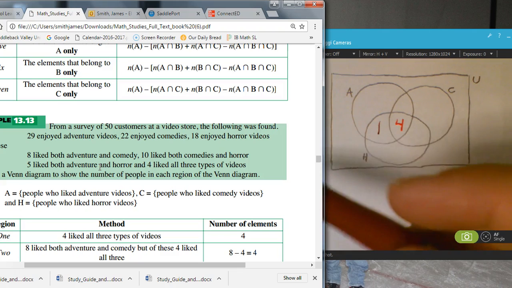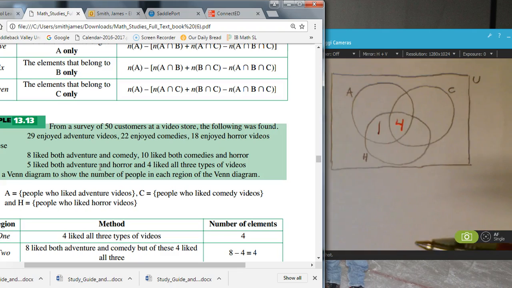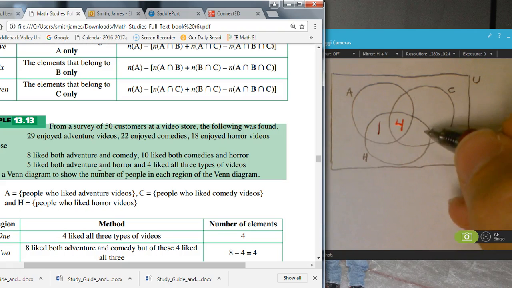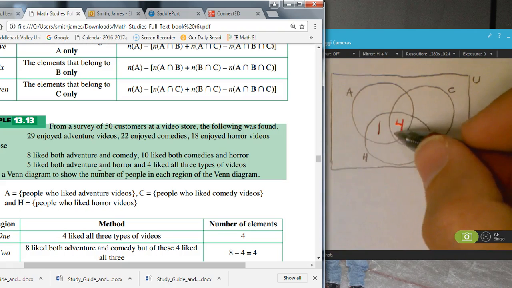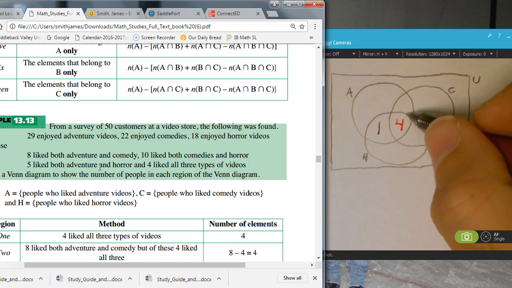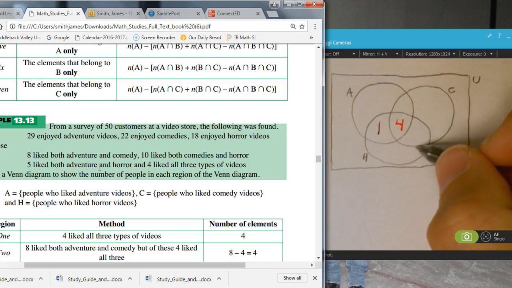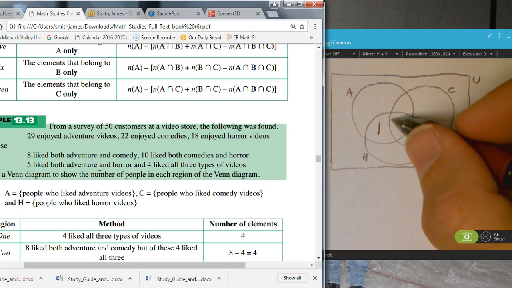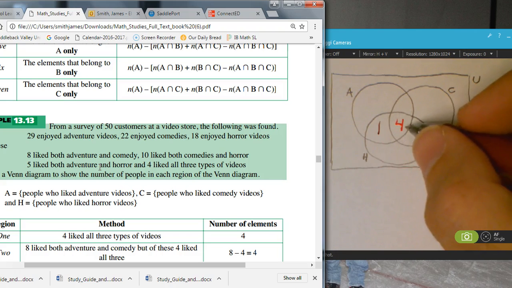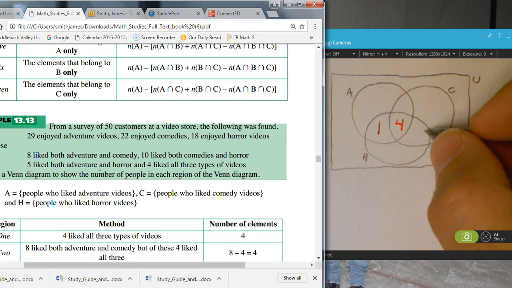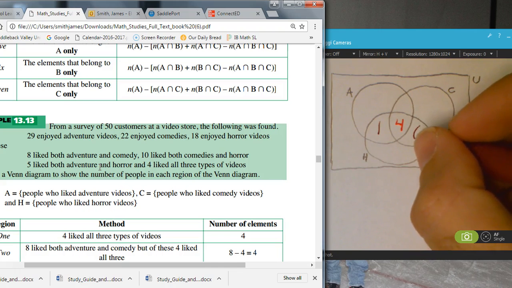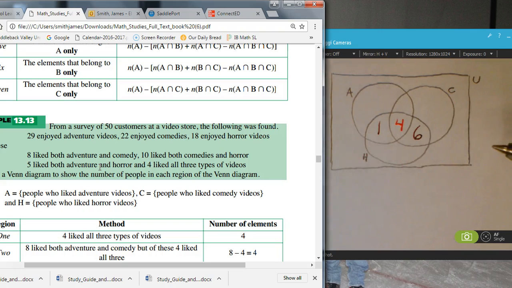Moving out from there, it says 10 people liked both C and H. So find the area where C and H overlap. That's this area right here. So this is the area where C and H overlapped. And it says that I have a total of 10 people that like both C and H. 4 of those have already been identified, so the remaining 6 would fit right there.